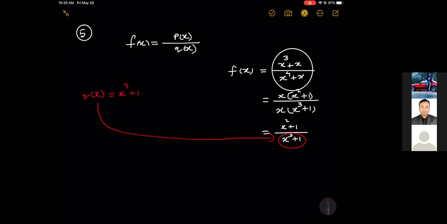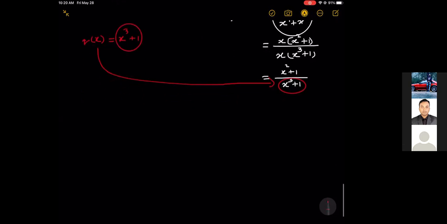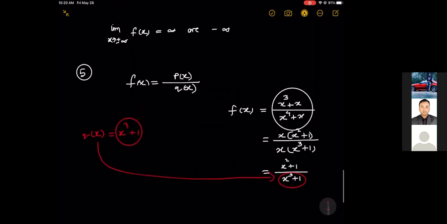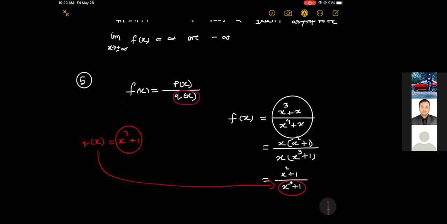Exactly. So it doesn't really matter what your polynomial or what your function is. You just set that to 0 and solve it for the variable you have. So when you say find the zeros of q, whatever you have in the denominator in the reduced format, just set that to 0 and solve that for the variable you have. In probably 9 out of 10 problems, the variable will be x, so just solve it for x. Okay.